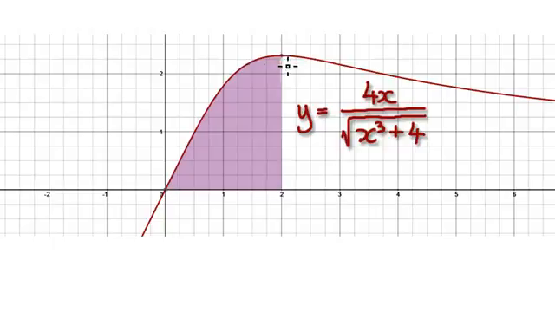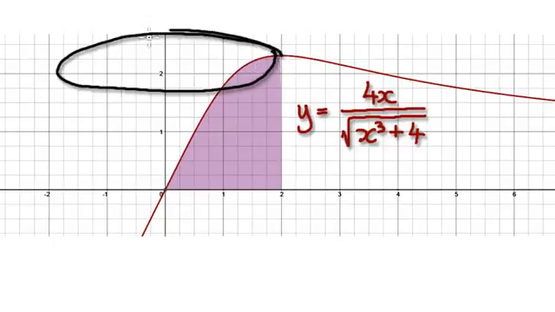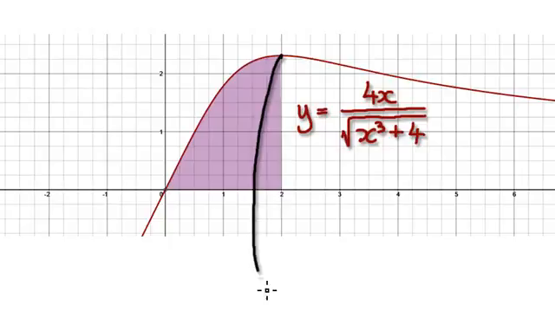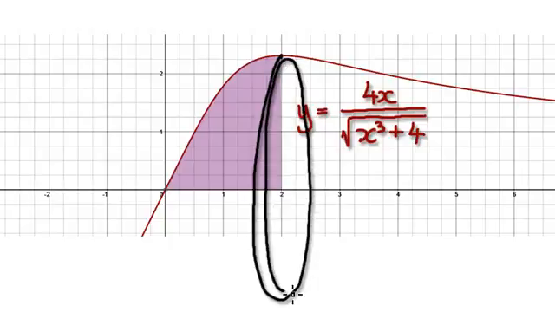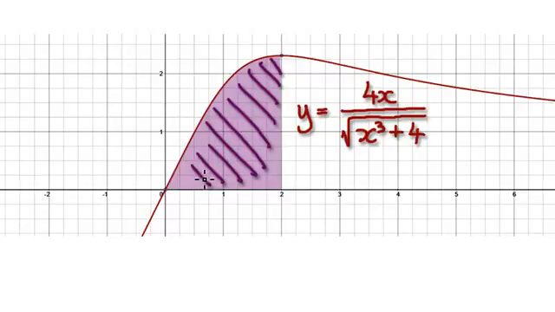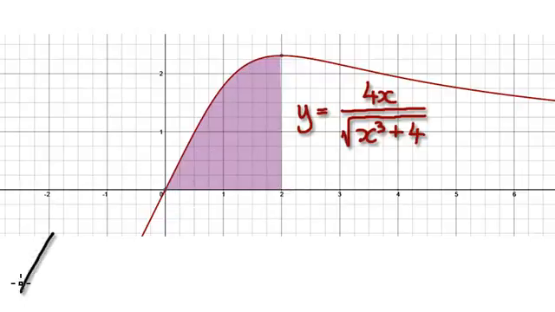So looking at this area here, will it give me a bigger volume if I were to rotate this 360 along the y-axis, or will it give me a bigger volume if I were to revolve this around the x-axis? Okay, so which would give me the bigger volume? Looking at this area from 0 to 2, press pause and have a go.